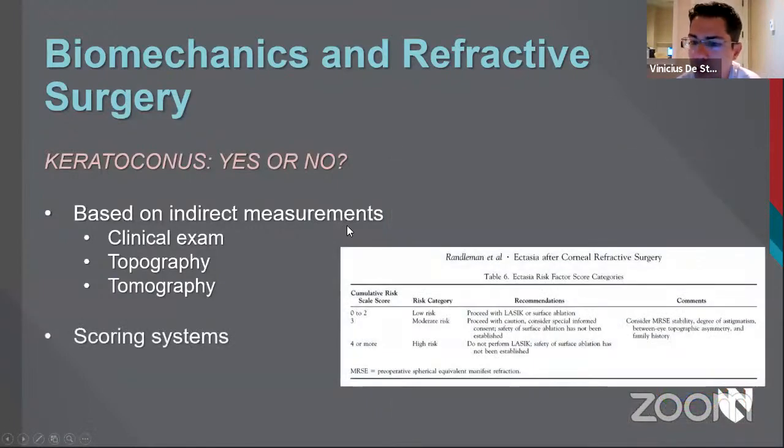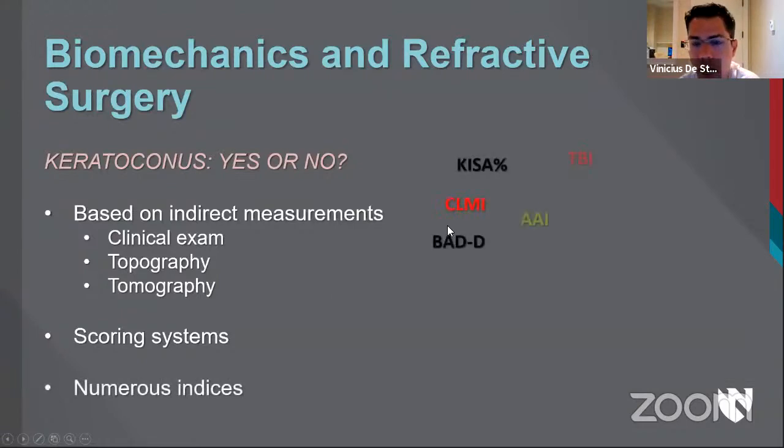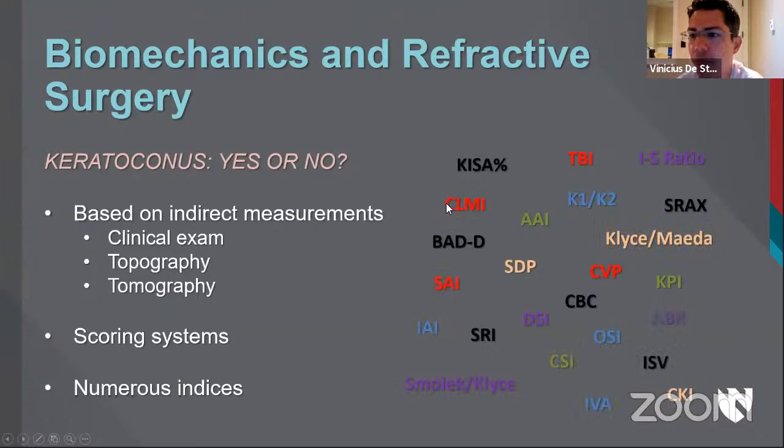So we have scoring systems like the Random score. We have countless indexes that have all been described to try to find something that would describe this patient as a suspect or not a suspect. And we know that if any one of those were really accurate, probably none of the others would exist, or even be remembered. It's a lot of stuff to remember for just one patient, or just one case.